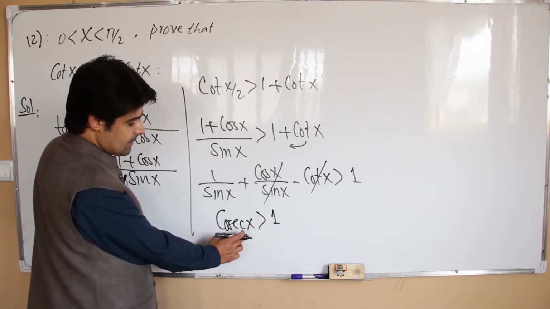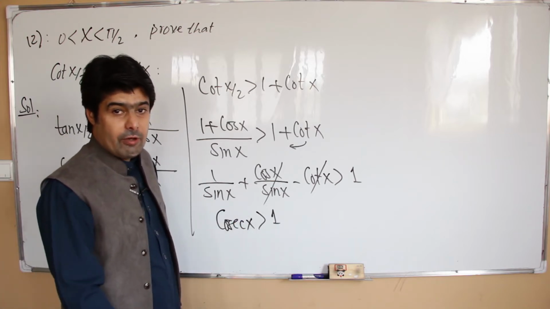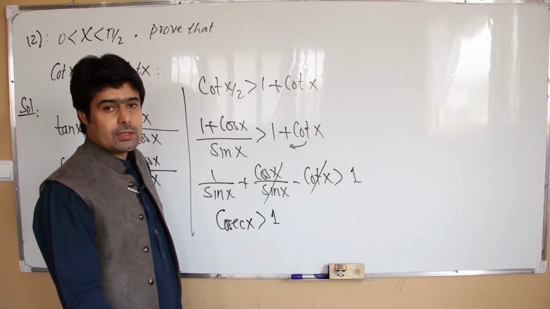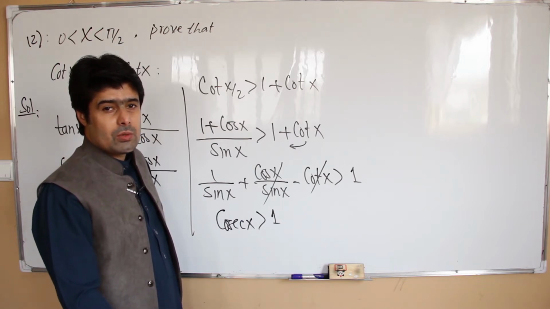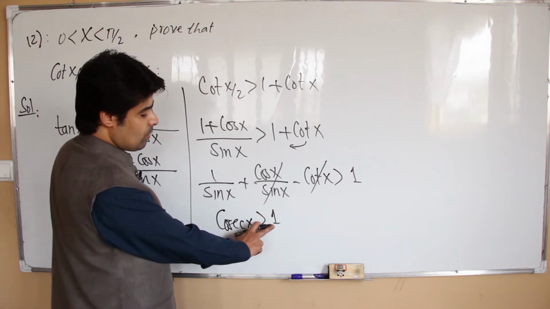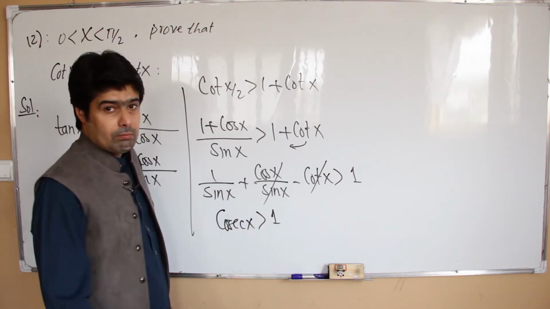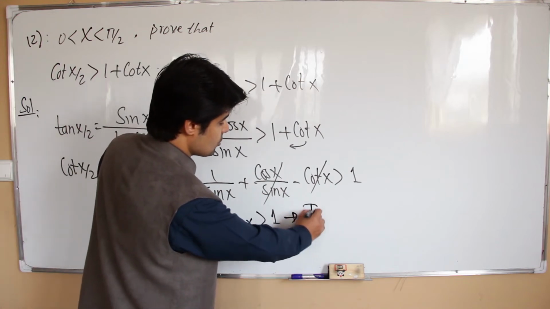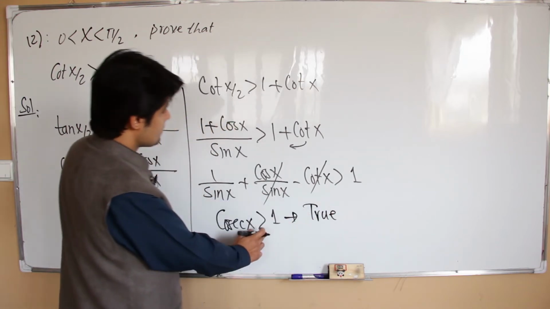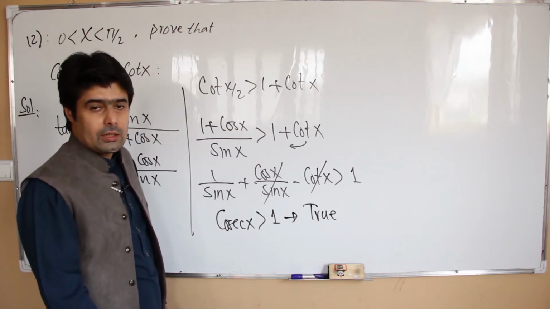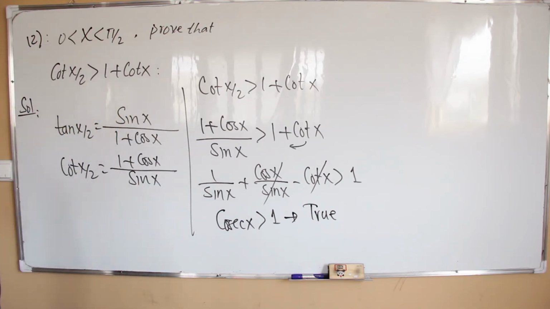Is cosec of x, for every x, greater than 1? Yes, why not? Cosec never takes the values between minus 1 and plus 1. It is always greater than 1 or smaller than minus 1. If this one is true, since it is fine from here, so this one is also true. I think you have got it. Write it please.